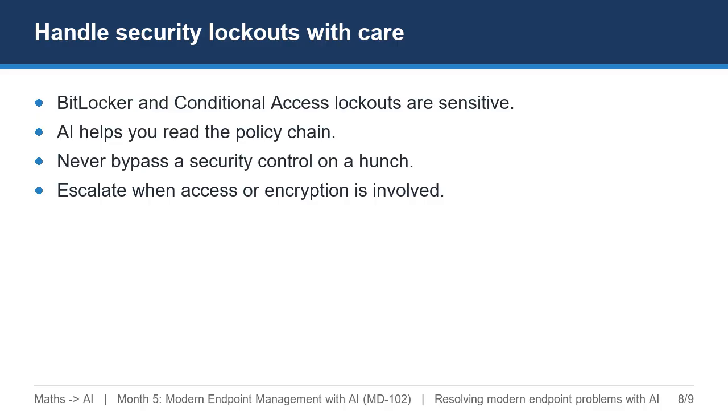A quick but important word on security lockouts. When BitLocker or conditional access is involved, slow down. AI is genuinely useful for tracing the policy chain and explaining which control is blocking access. But you never bypass a security control on a hunch from a chatbot. If access or encryption keys are on the line, follow your escalation process and loop in the right people. AI informs the decision, it doesn't make it for you.